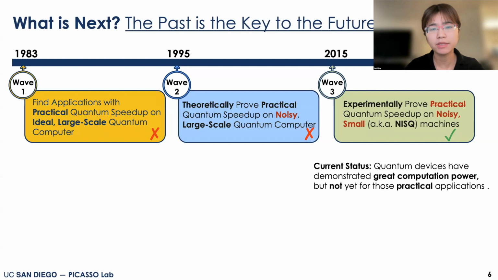So in summary, the current status is that we can already show quantum devices have great computation power, even compared to the best classical devices we have today. But it's not yet for those practical applications.